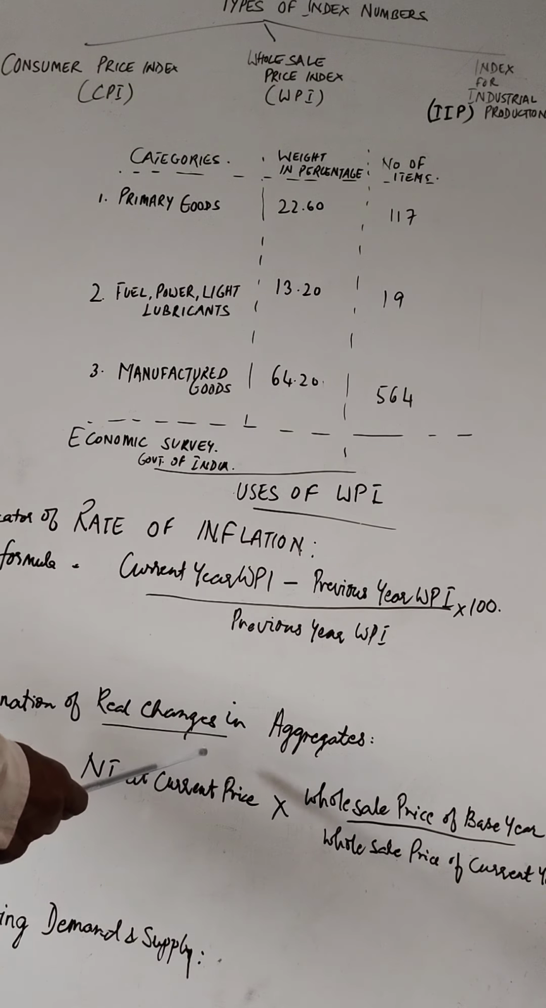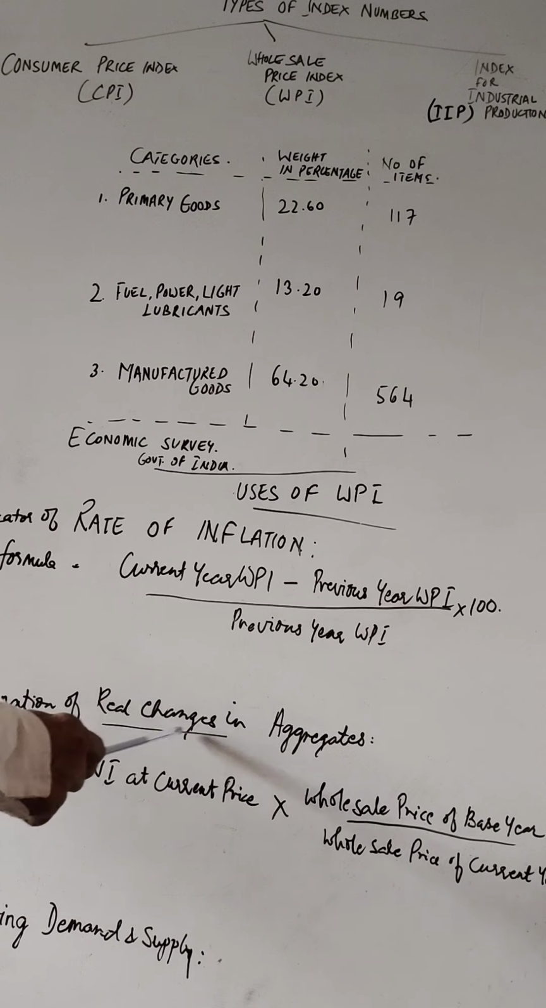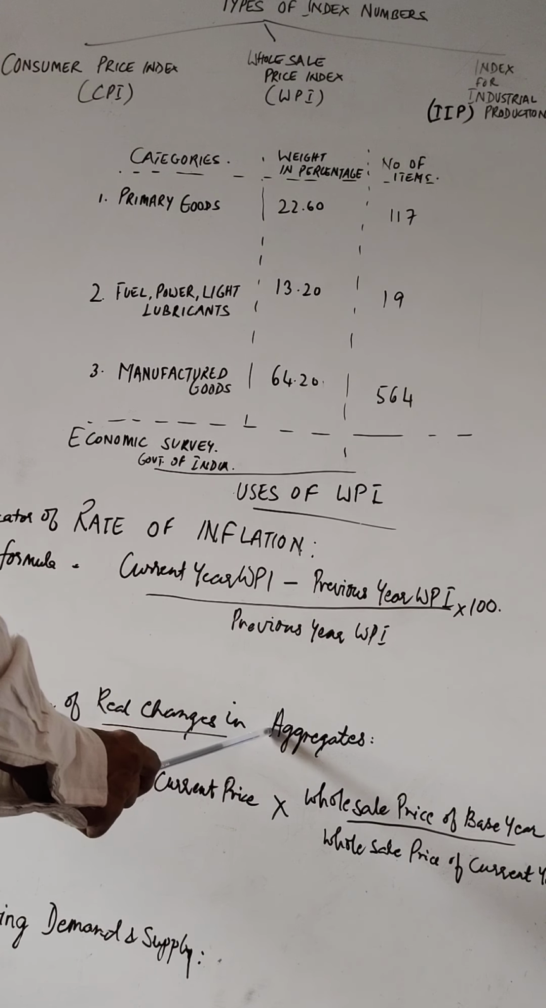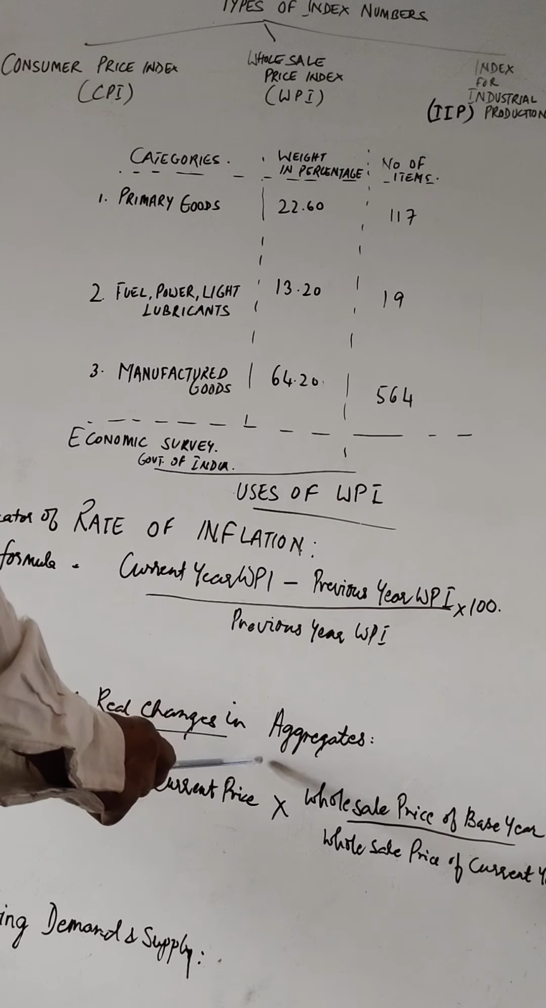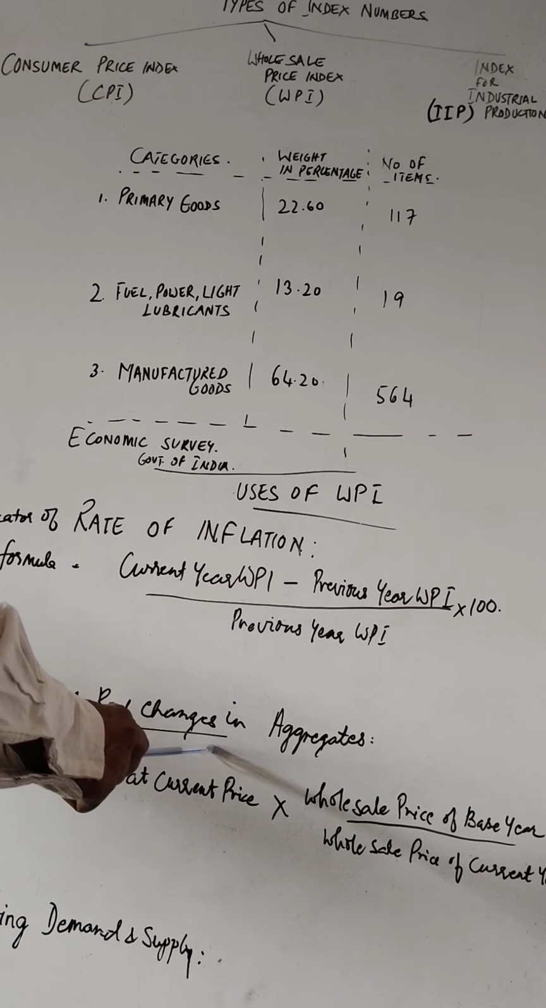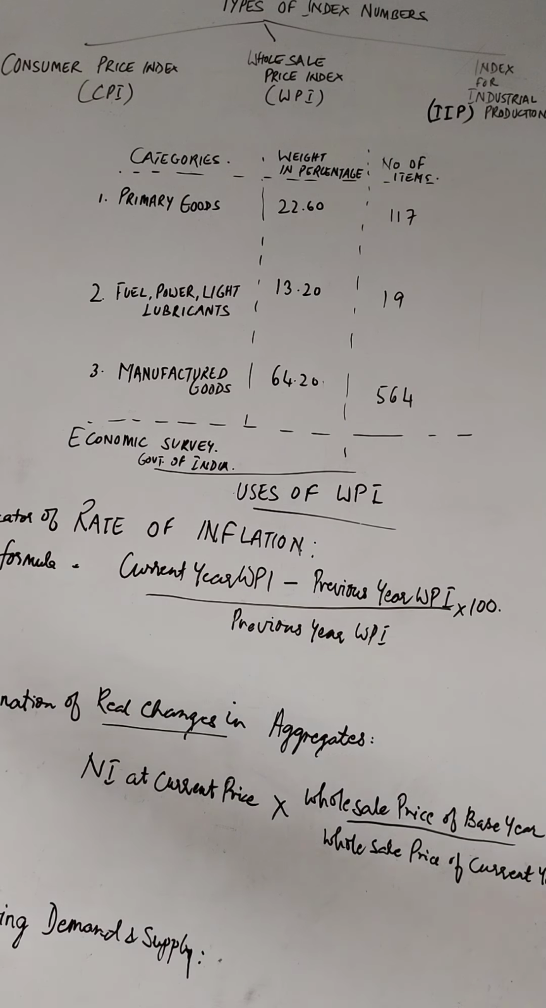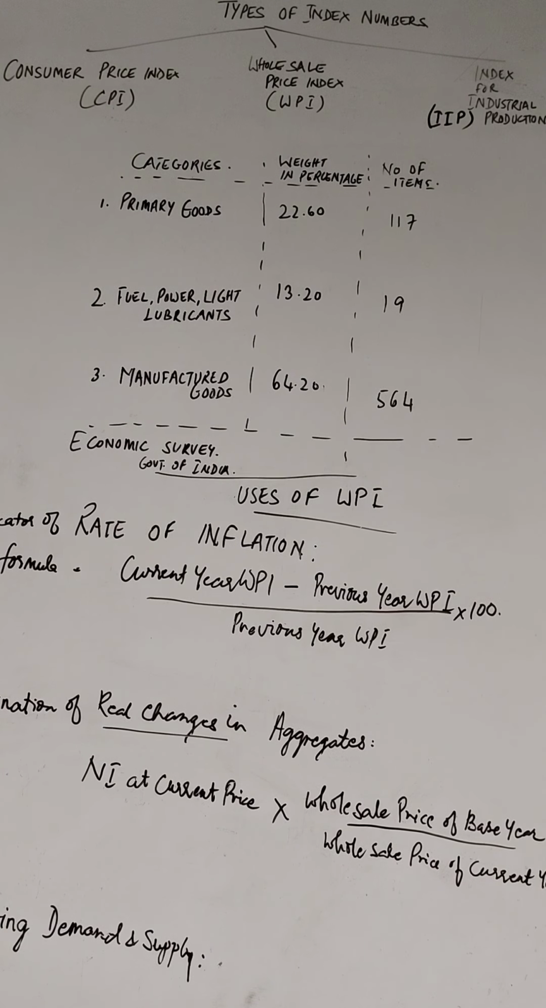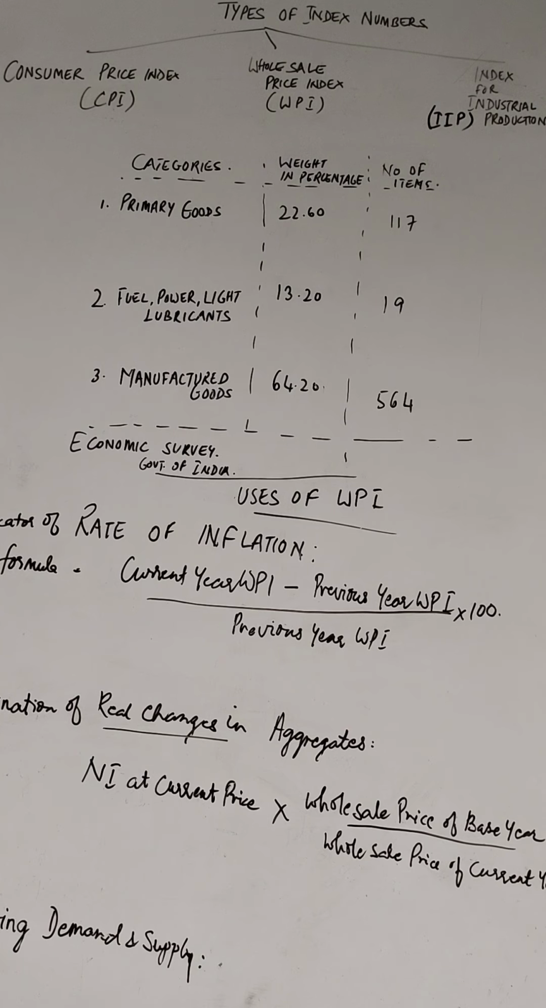Then you have what is known as the determination of real changes in aggregates. So it helps us to find out the real changes in aggregates like national income and national expenditure. Now, I think if I do an example, it will become a little clearer. So let's just take the first one, as it is an indicator of the rate of inflation.